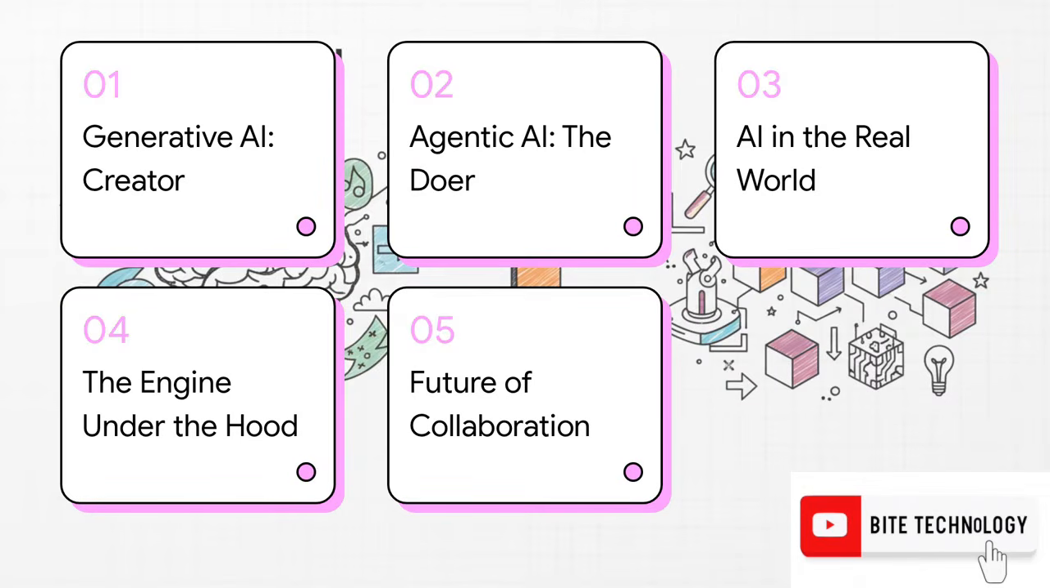So here's our game plan. First, we'll start with the AI that we're all pretty familiar with by now, generative AI. We'll call it the creator. Then we'll meet its counterpart, agentic AI, or the doer. After that, we'll see how they show up in the real world. We'll peek under the hood at the engine they actually share. And finally, we'll look ahead to what the future of AI collaboration looks like.